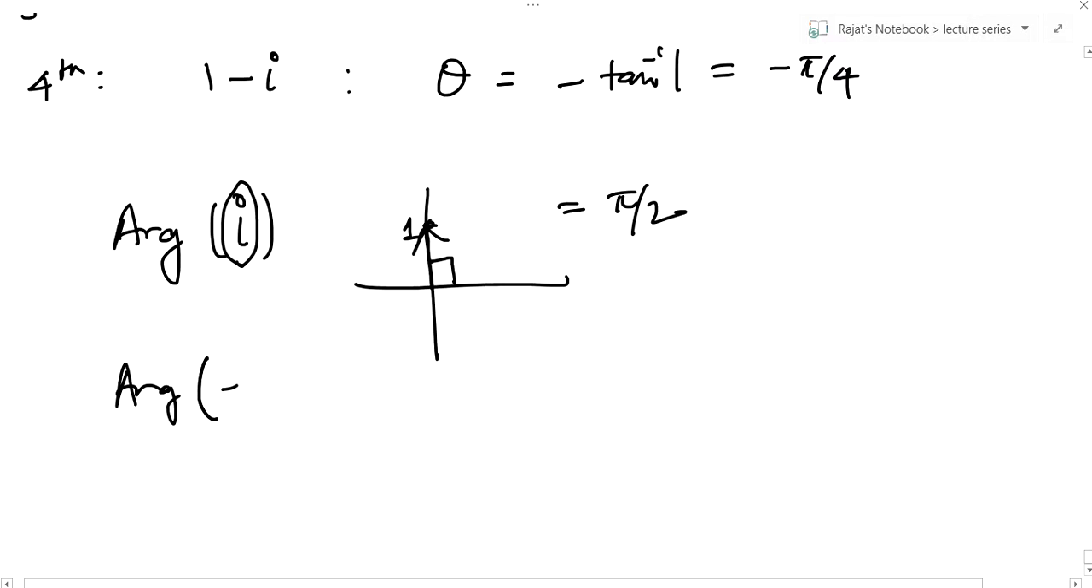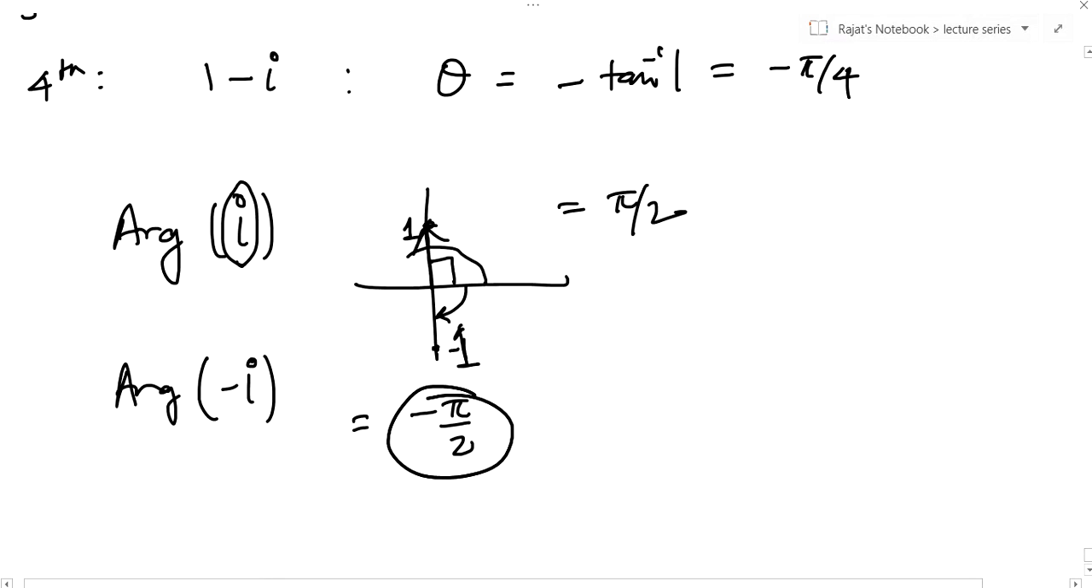What will be the argument of minus i? Now this point will lie here, at minus 1 on the y-axis, and so the argument will be minus pi by 2. Don't say the argument will be 3 pi by 2, because 3 pi by 2 is greater than pi, and in principal value the value should lie between minus pi and plus pi, so it will be minus pi by 2.